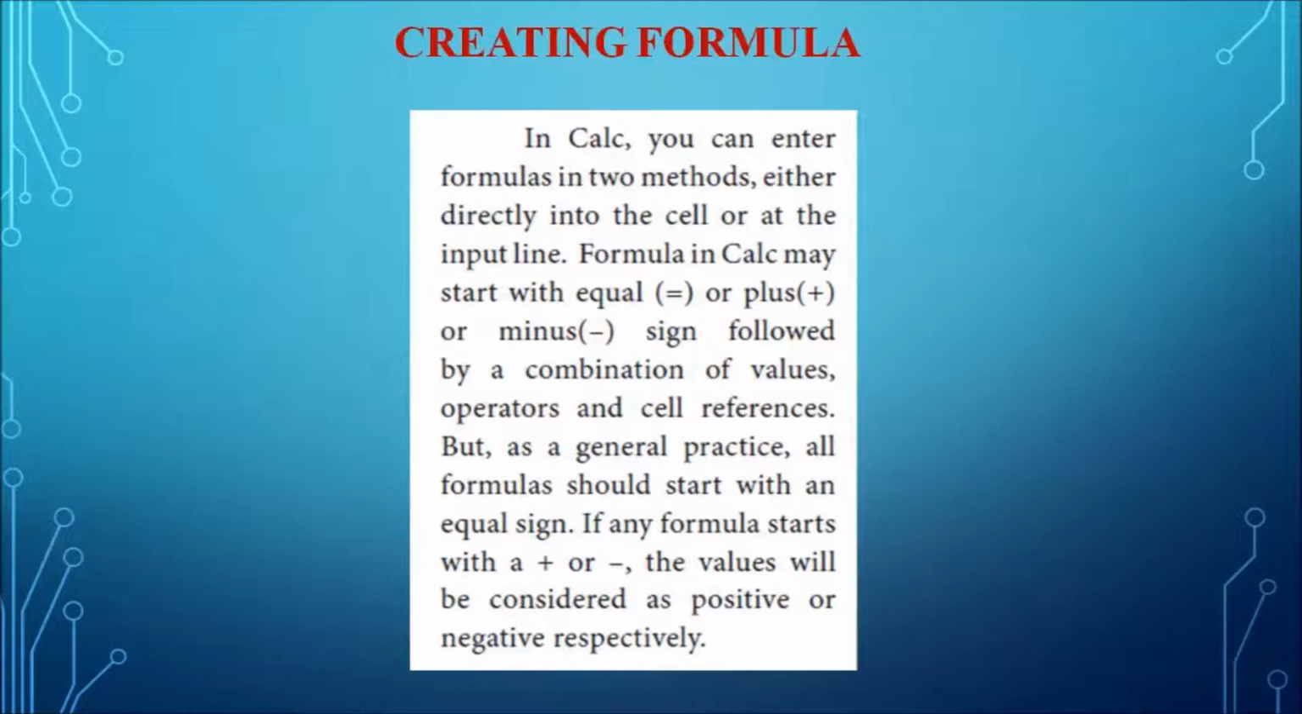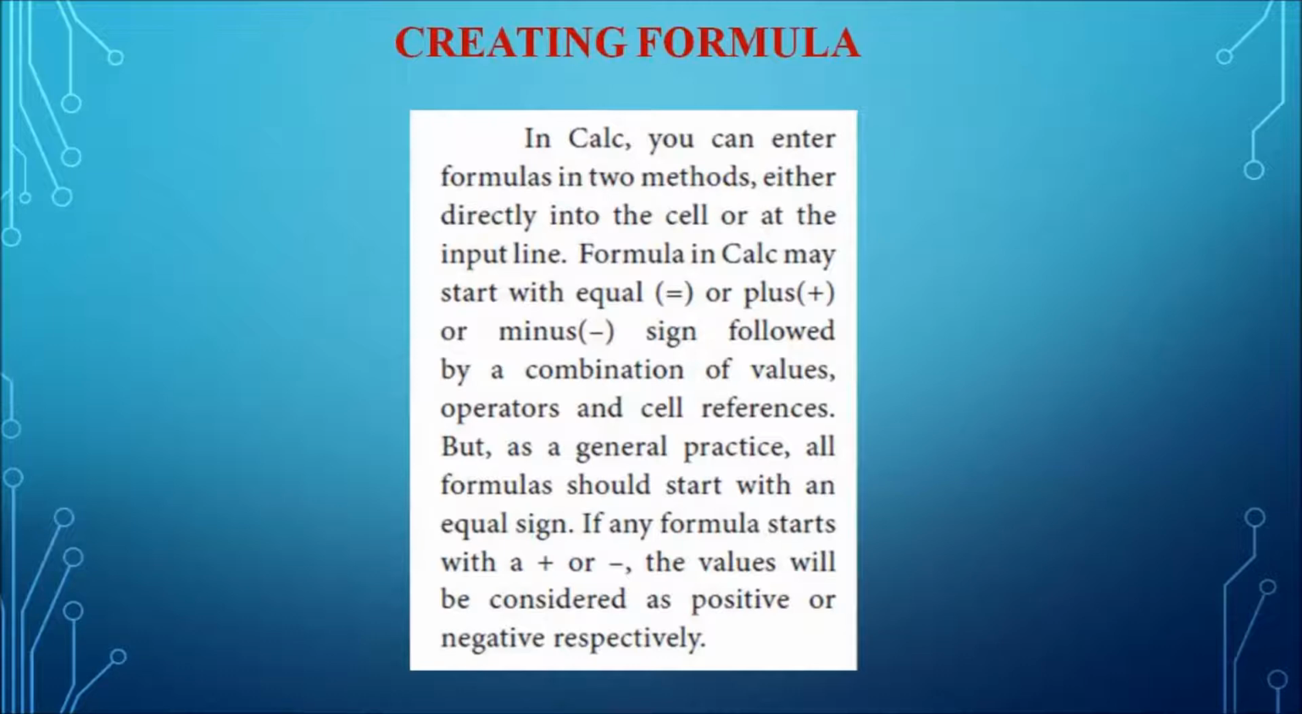So first the user needs to know the syntax and the format for specifying the formula. In OpenOffice Calc, for entering the formula there are two methods. One is to type the formula directly in the active cell, or use the input line which is available in the formula bar. A formula in Calc may start with an equal to symbol. Whenever you start writing a formula in the cell, you start with the equal symbol, or a plus symbol or a minus symbol can be used. These are the three symbols that can be used for starting a formula.